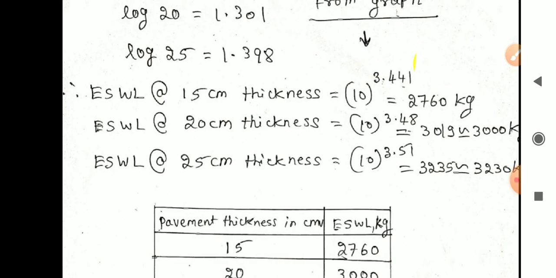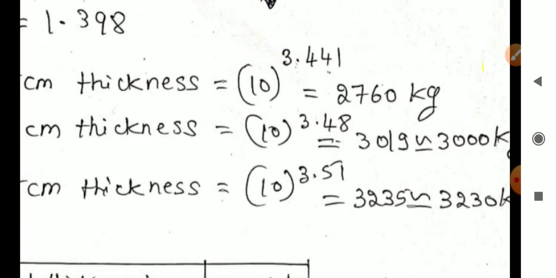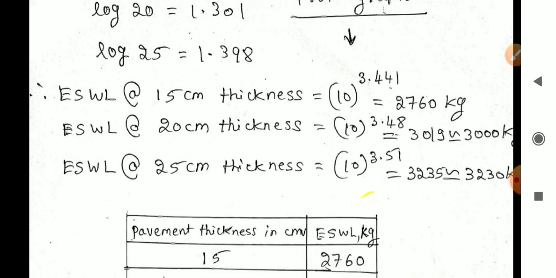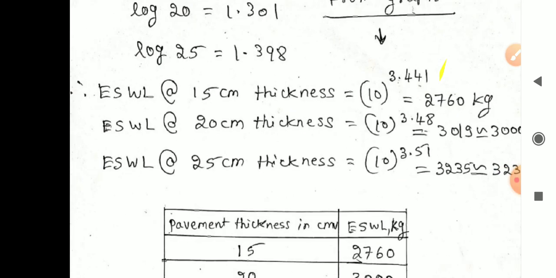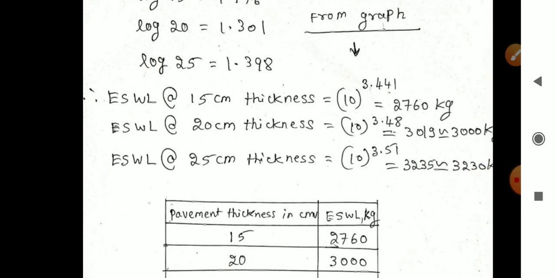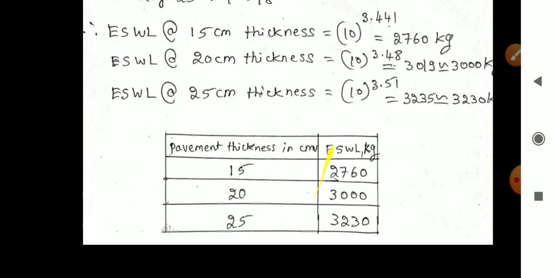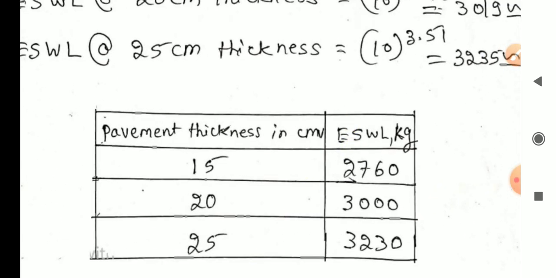So why we are converting: here this is anti-log, so it is 3000 kg. Okay, so 3000 kg, 2760 kg. Because some mistake, some values were erased here, so that is 2760, 3000 kg and 3230 kg. So this is the concept. Now pavement thickness in centimeter: 15 centimeter 2760, 20 centimeter 3000, 25 3230.